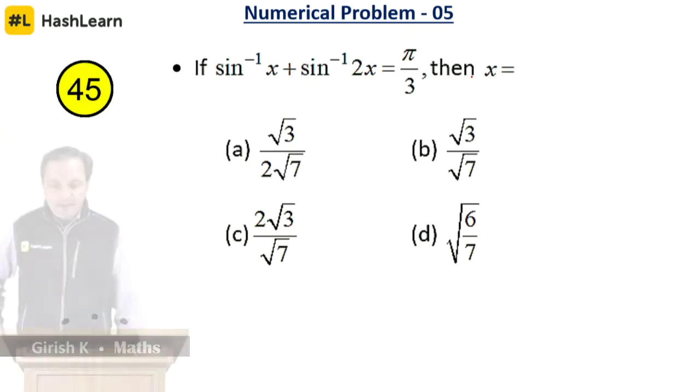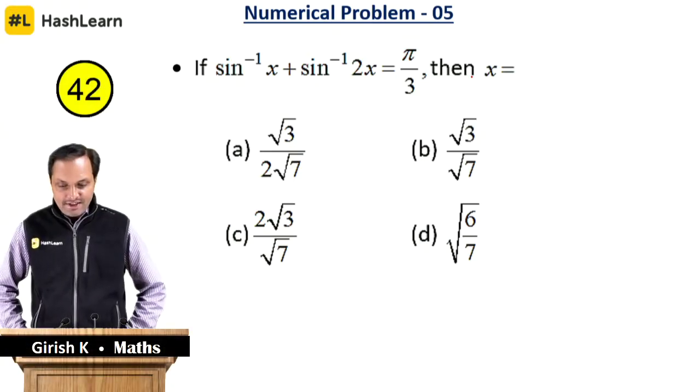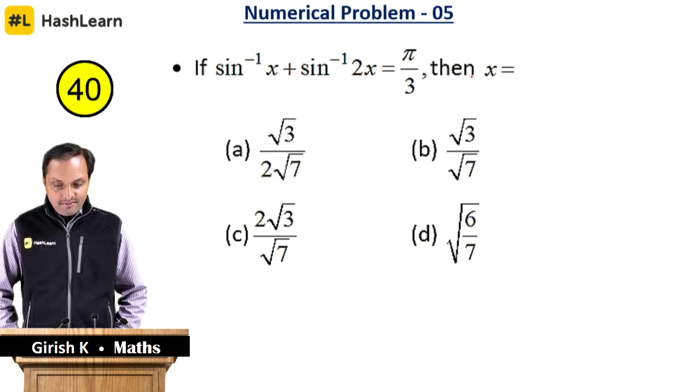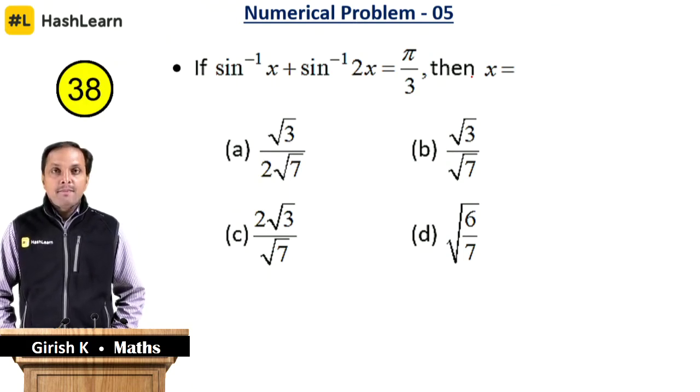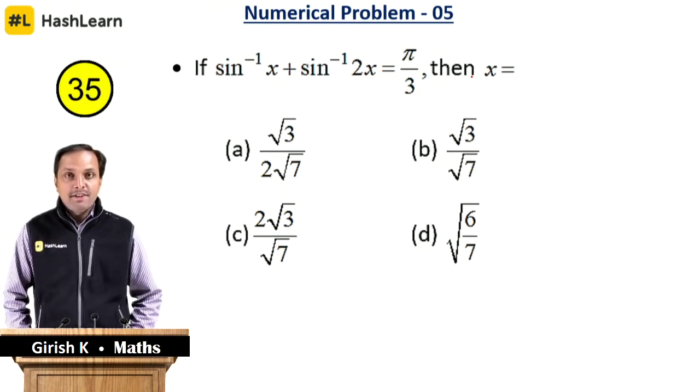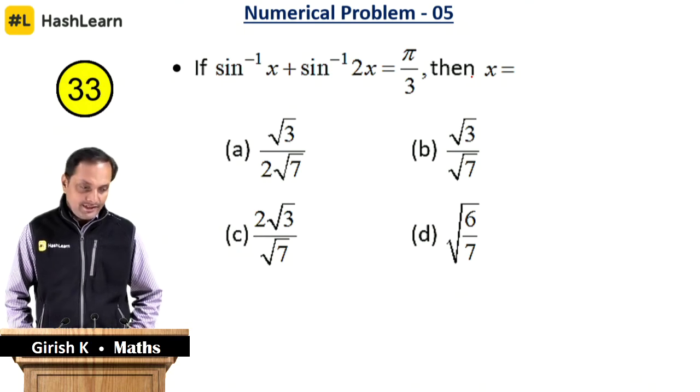You have numerical 5 with 45 seconds. Sin inverse x plus sin inverse 2x is equal to pi by 3.